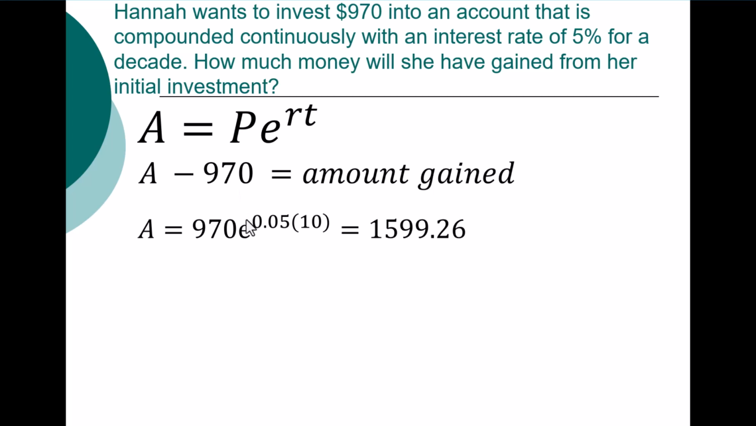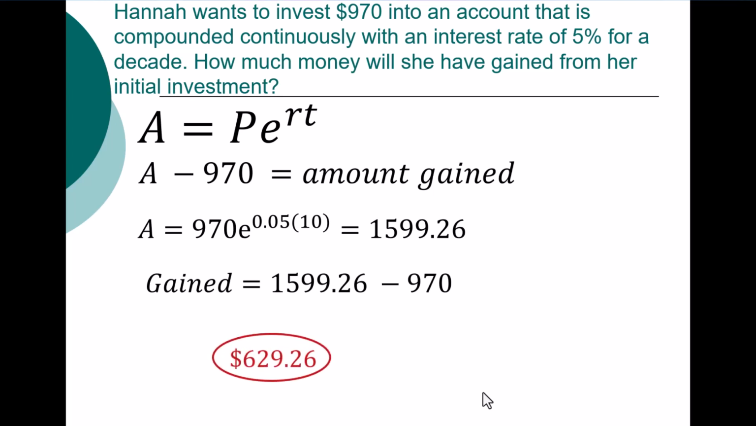All right, so let's put all of this into the formula to find our total amount. So our total amount is equal to the principal, 970, times e to the rate, which is 0.05, times time, which is 10, because a decade is 10. So that gives us $1,599.26. So we're going to take the total amount and subtract 970 to answer the question. How much will she have gained? So the answer is $629.26.